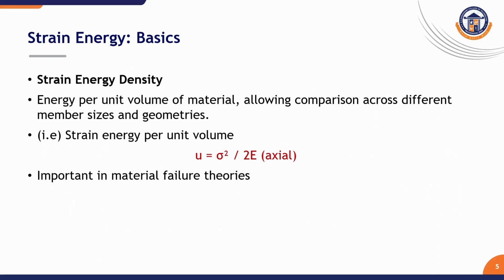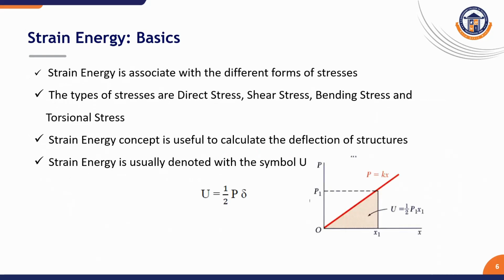Strain energy density. Strain energy density is the strain energy per unit volume. For axial loading, it is given by U equal to sigma squared by 2E. Why is it important? Since it allows us to compare different materials, it plays a vital role in failure theories, and it helps define material properties like resilience and toughness.